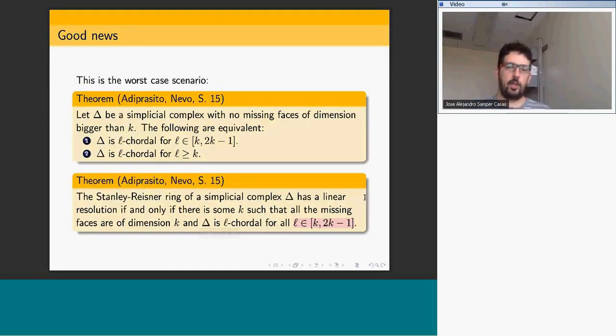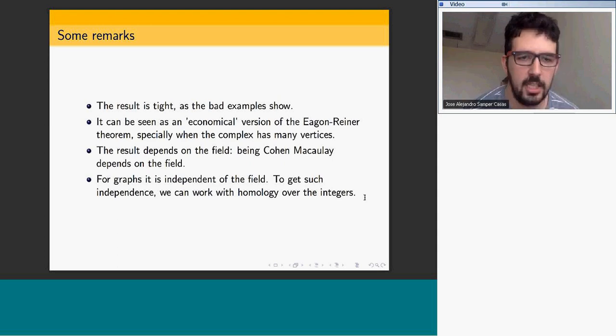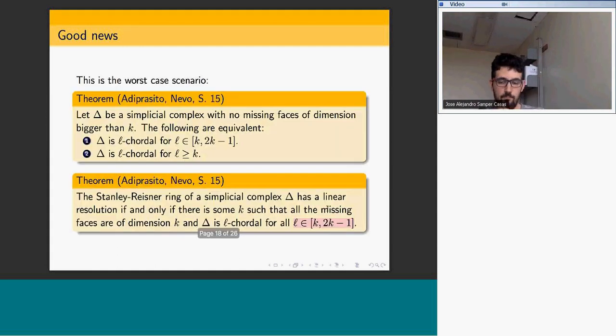So it's still very costly because we have to look at all the subsets and check whether homology vanishes in the ranges k to 2k minus 1. But this is a much smaller test. It's a more economical version of doing this. So I would guess that this is computationally very hard, but it's a more direct way to check whether you have these nice properties.